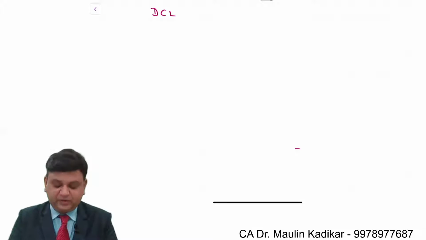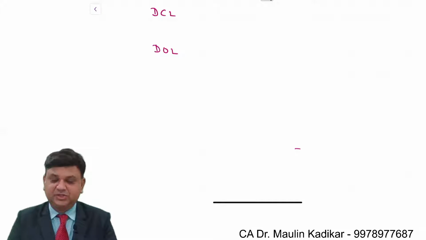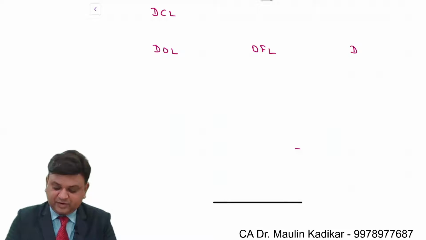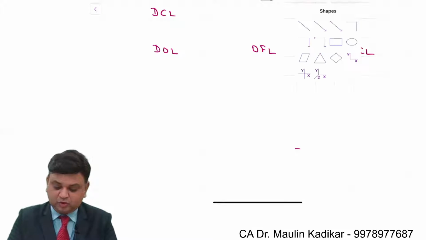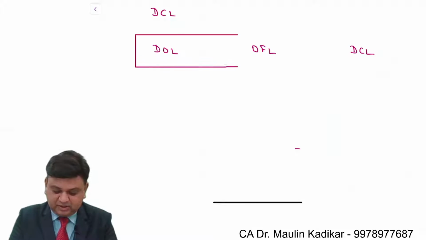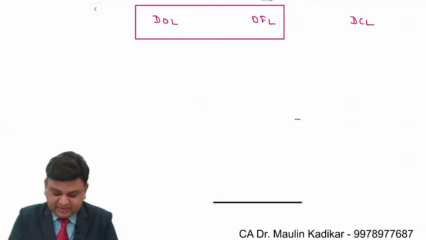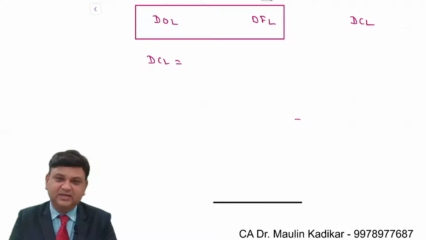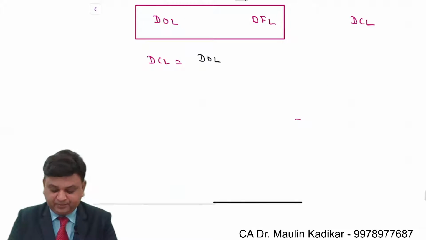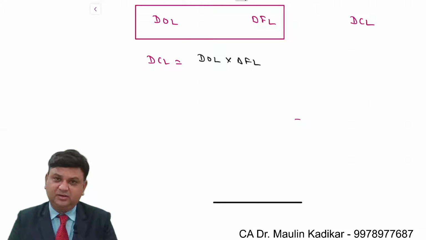Dear students, so far we have understood that the degree of operating leverage measures the effect of the operational fixed cost. Degree of financial leverage is measuring the effect of financial fixed cost, and the degree of combined leverage will measure the effect of total fixed cost, that is operational and financial together. As far as the degree of combined leverage is concerned, it is calculated simply by using a formula as multiplication of DOL with DFL. That is the way the DCL is calculated.